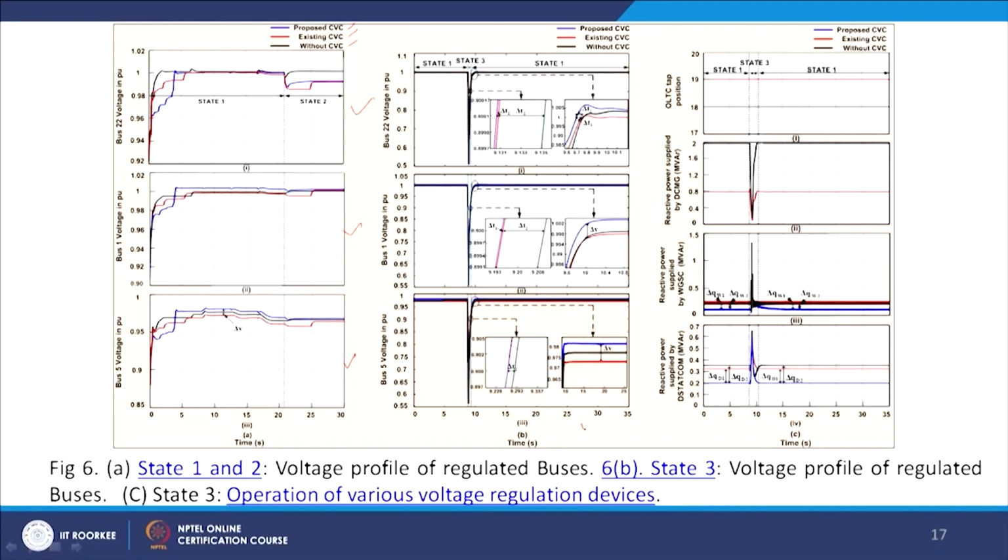Whereas in this diagram, it is the state number 3, that is the transient state, which is very important from the state 1, and you can see the state 3 is being created at each and every bus. We can see the voltage profile of regulated buses. Now, during the transient state 3, the operation of voltage regulating devices are being plotted. So, during the state 3, these are the bus positions and these are the device positions, OLTC, DC microgrid and wind generator and my D-STATCOM.